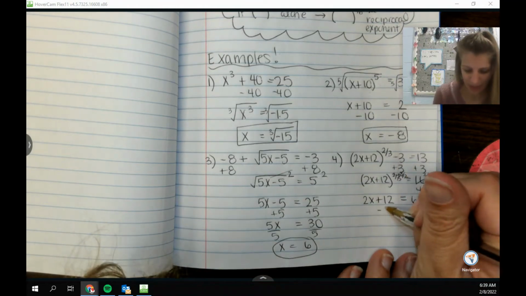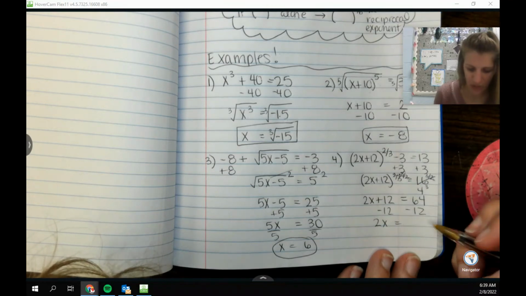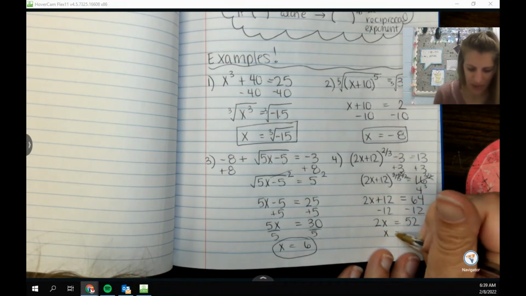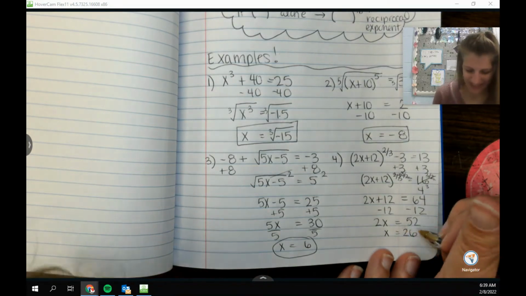Hopefully we can. And now that all the crazy exponent stuff is gone, we can just get x alone. This is just a linear problem. So subtract 12, 2x equals 52, and divide by 2, so x is 26. I like these ones.